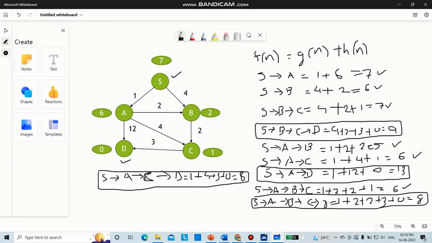So now what are the paths that we have got? This is one path, this is one, this is one, and this is one. Now out of these we will consider the path having the lowest cost. So either we can choose this path or this path. It is going to give the minimum cost, which is 8. So this is all about the A star algorithm.